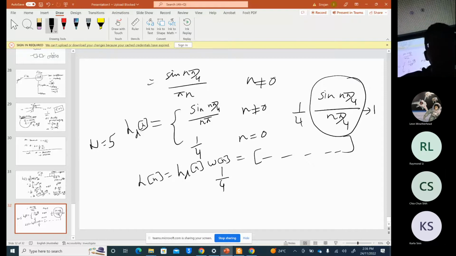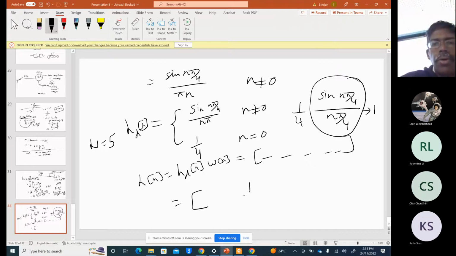So what are the 5 coefficients here? How do we find them? This one is 1 by 4. Then the second point, n equal to 1, is sine pi by 4 divided by pi. Then n equal to 2 is sine pi by 4 into 2 divided by 2 pi.